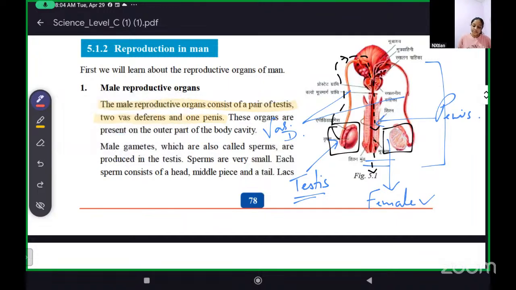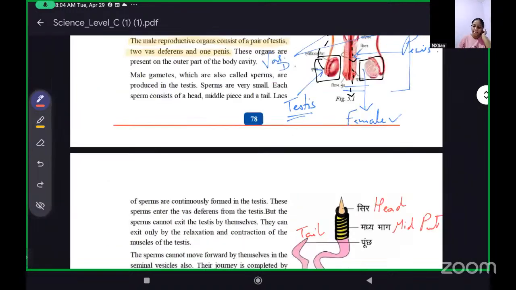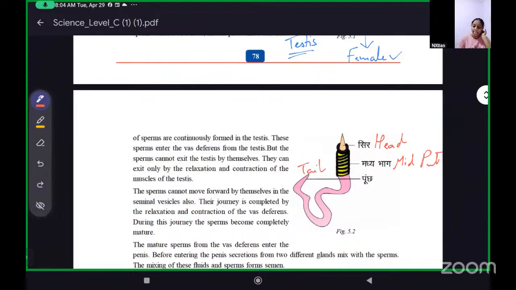Male gametes, which are also called sperms, are produced in testes. They are very small, they are micro. Each sperm consists of a head, a middle piece, and a tail. You can see here a diagram of a sperm is given. They have a head, a middle part, and a tail. Ma'am, where do they store the DNA? It is inside them only. The labeling is just the outer structure of it.